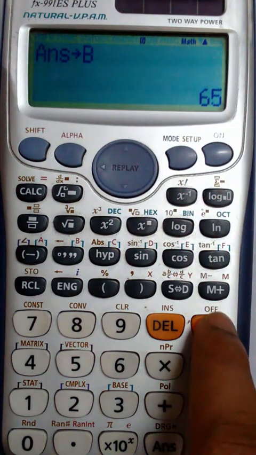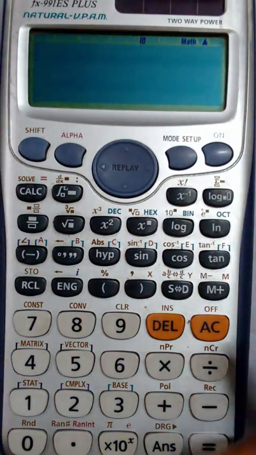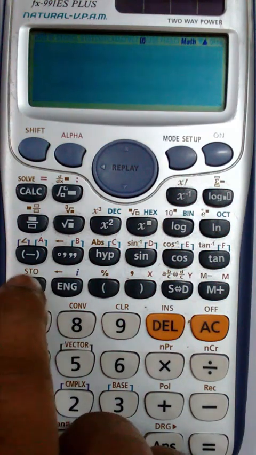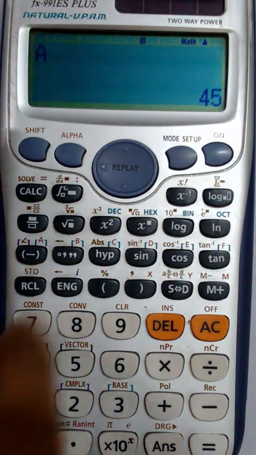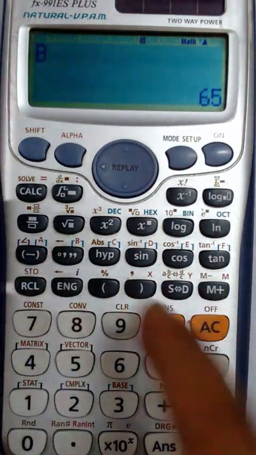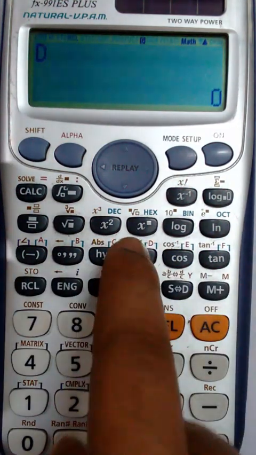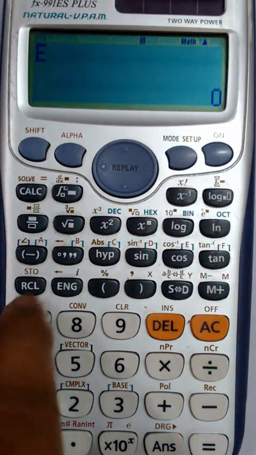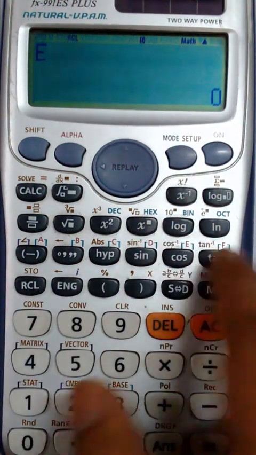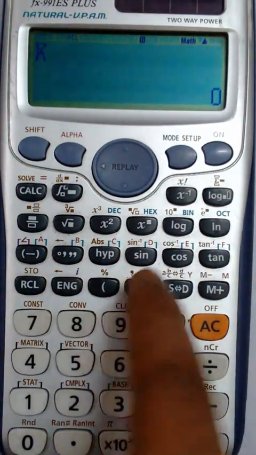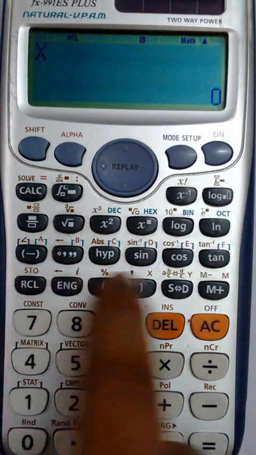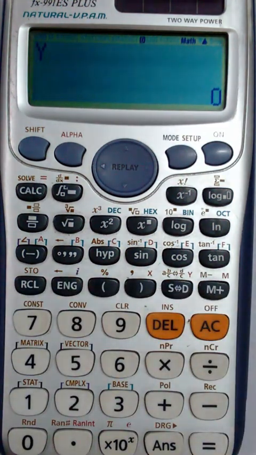Suppose I want to get this value again, then recall A is 45, then recall B is 65, recall C is 0, recall D is 0, recall E is 0, recall F is 0, recall X is 0, recall Y is 0. In this way you can recall the content on your calculator.